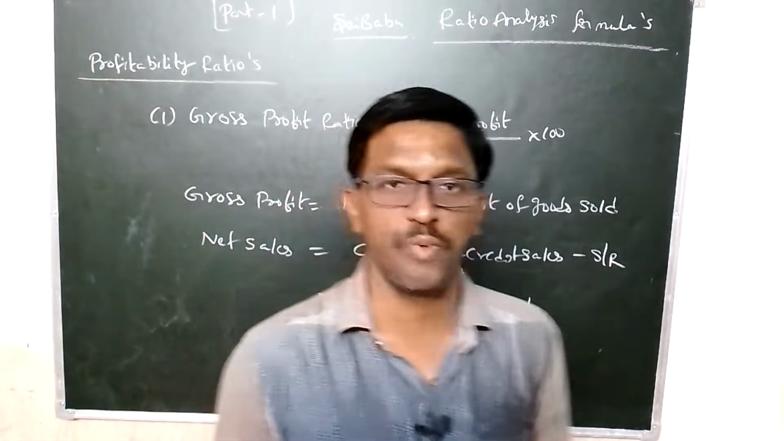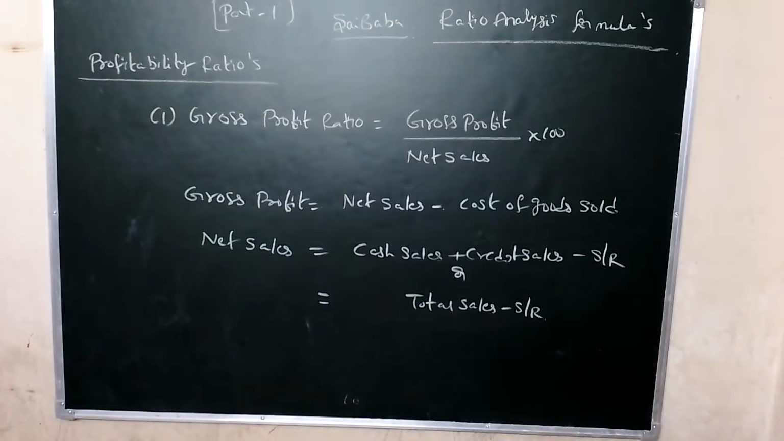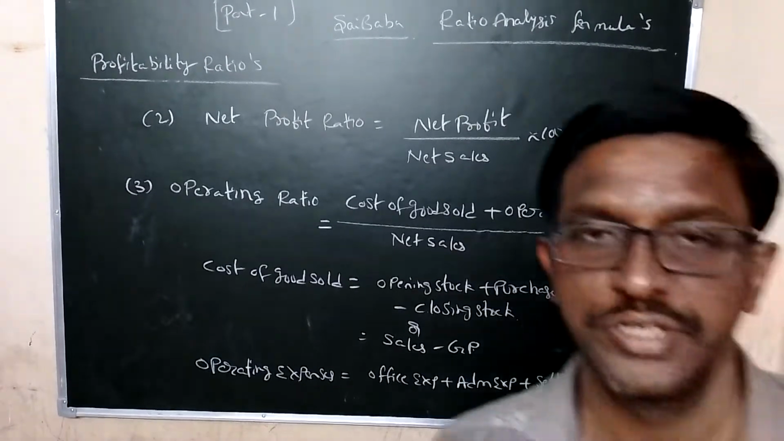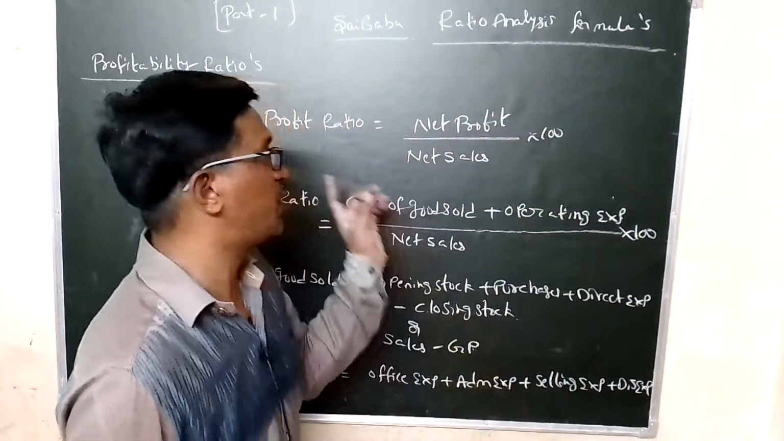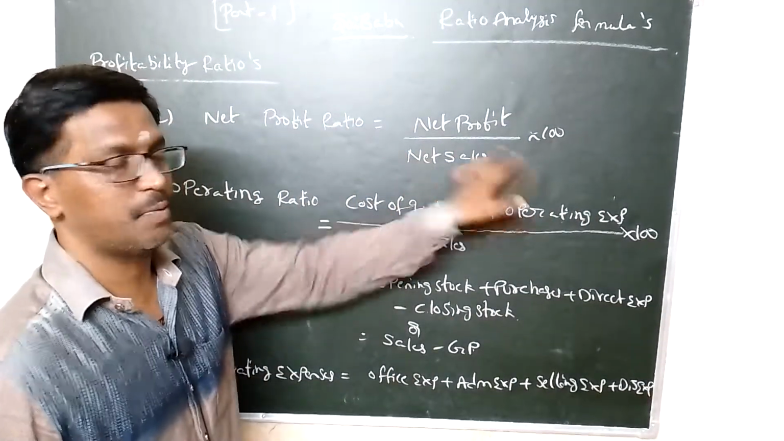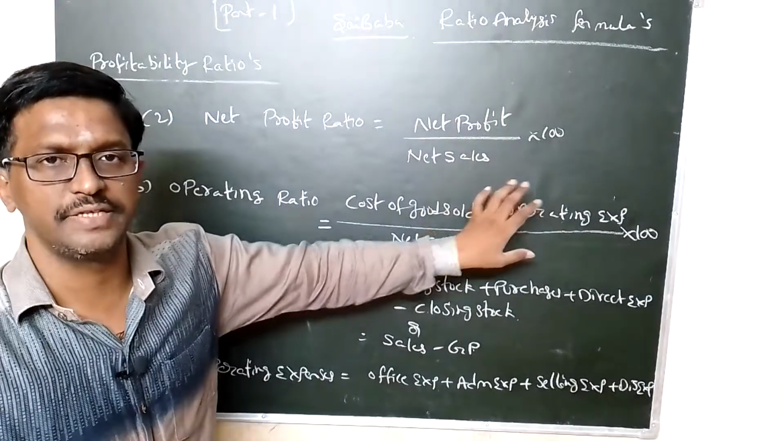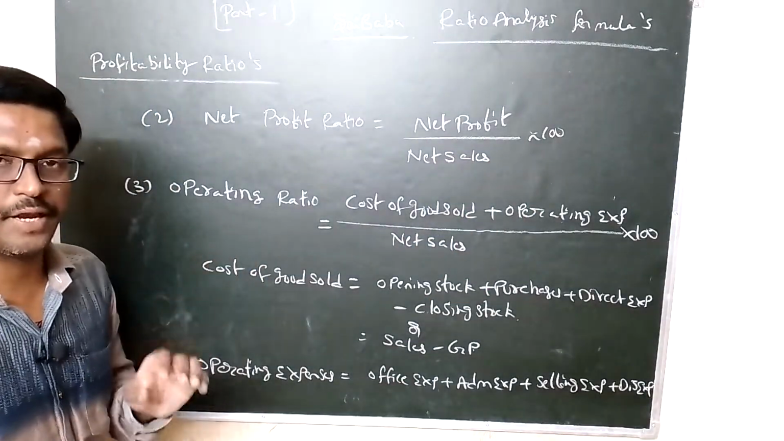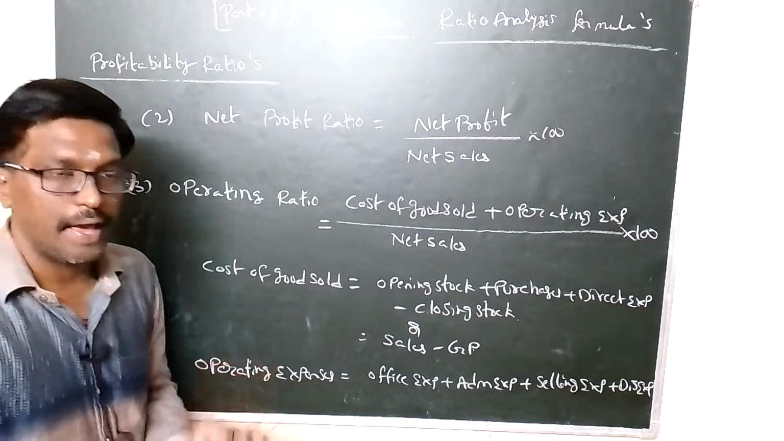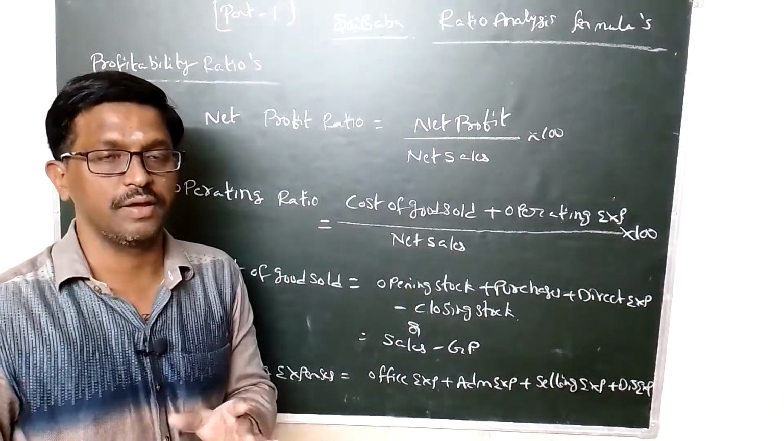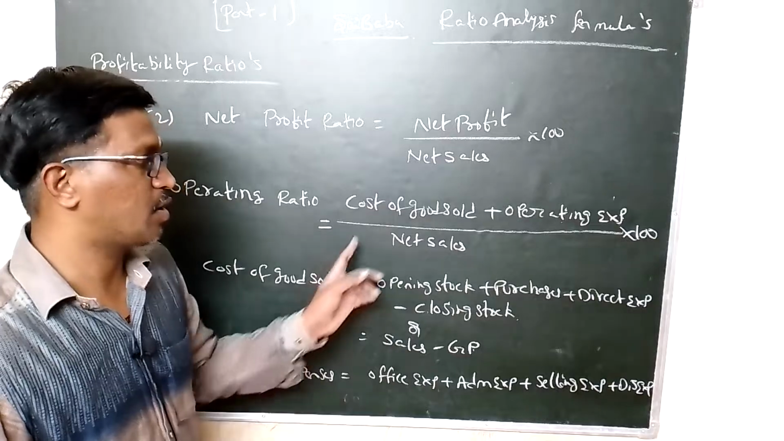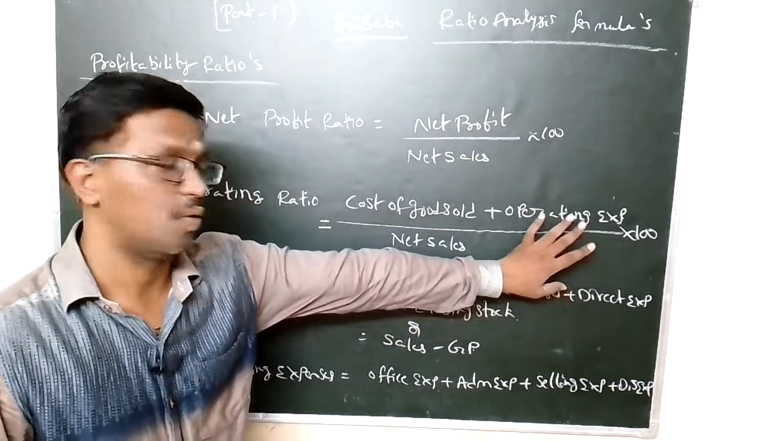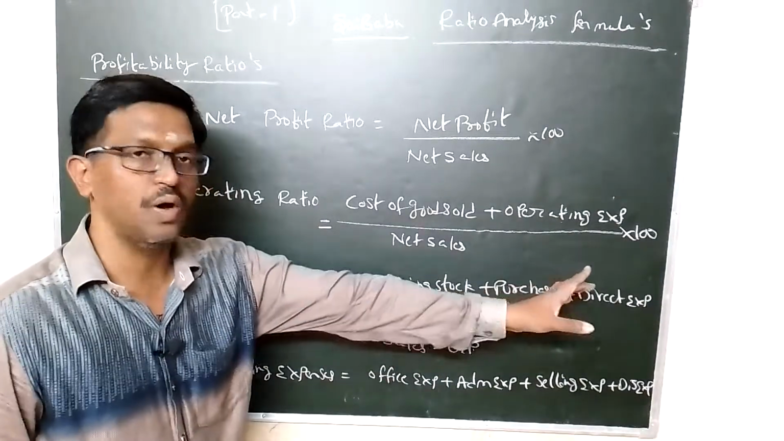Next point is net profit ratio. Net profit ratio equals net profit by net sales into 100. Next one, operating ratio. Operating ratio means the total expenditure of a product will be calculated: cost of goods sold plus operating expenses, meaning cash expenses, by net sales into 100.